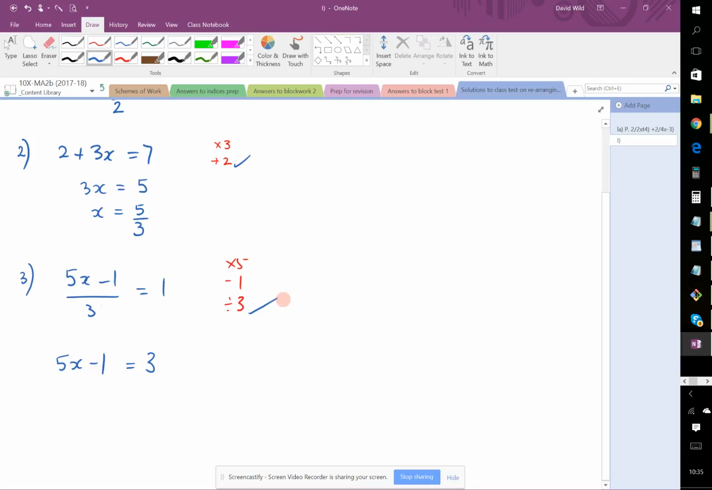Okay, so that's that. Now add 1 to both sides. That's that. And now divide both sides by 5. Again, don't need to think. 4/5.